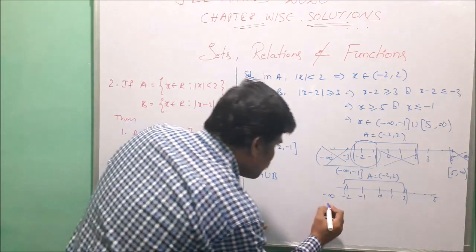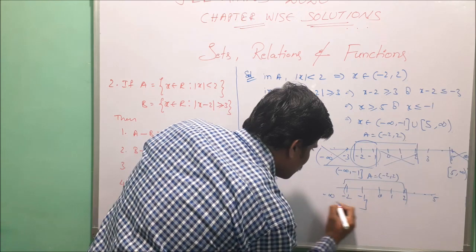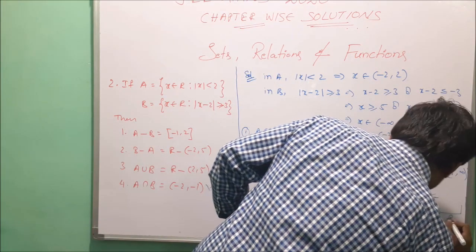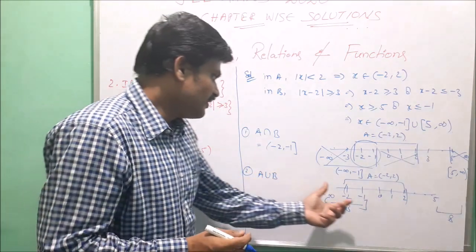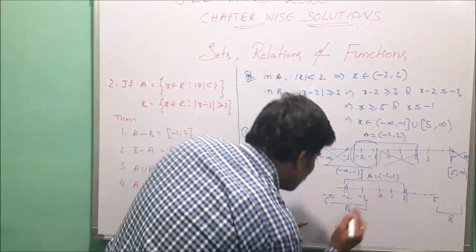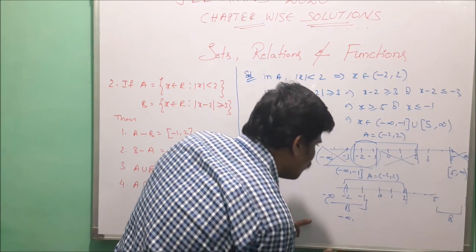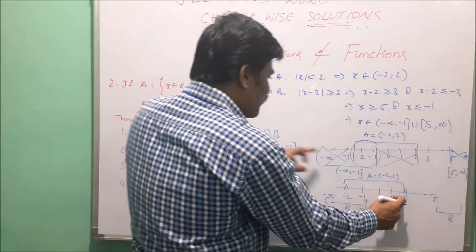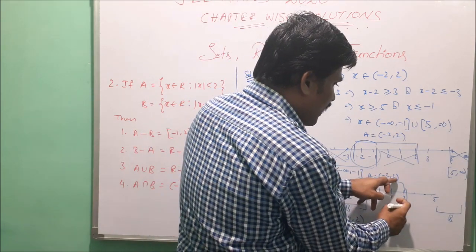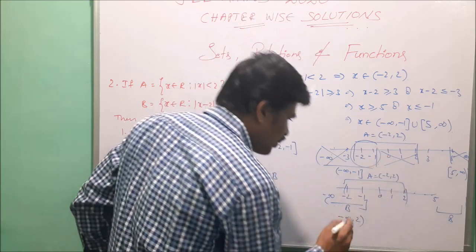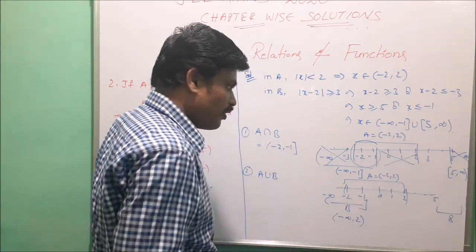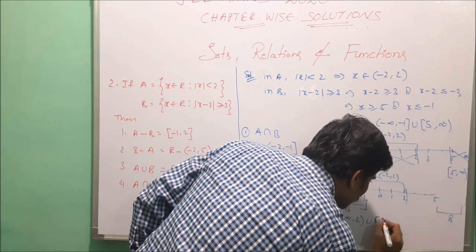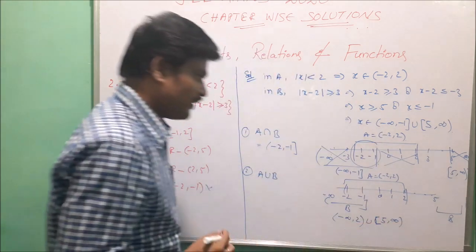Similarly, minus infinity to minus 1. This is B. This is also B. Now the total interval here is minus infinity to 2 open. In set A the upper value is already open 2. Here we also take open 2 union, and here we take directly closed 5 to infinity, open infinity.